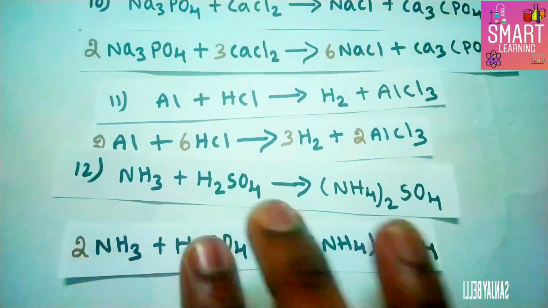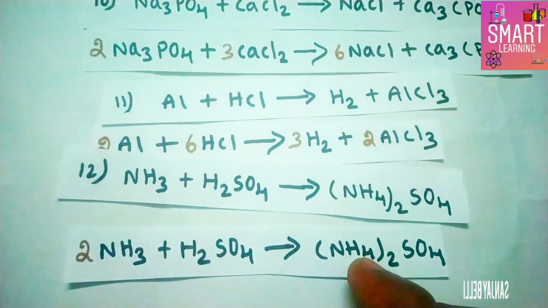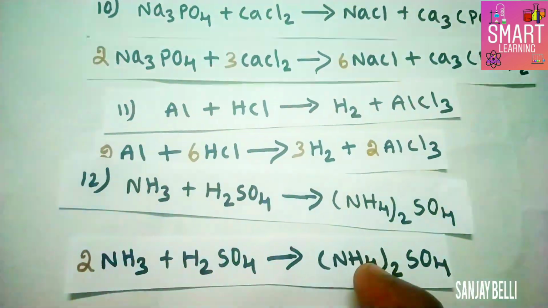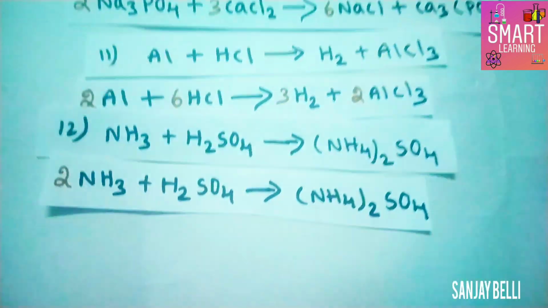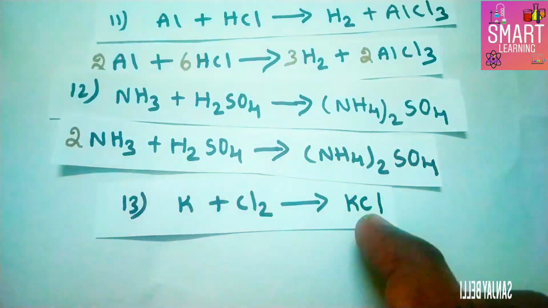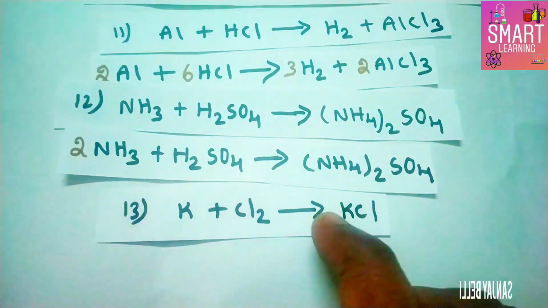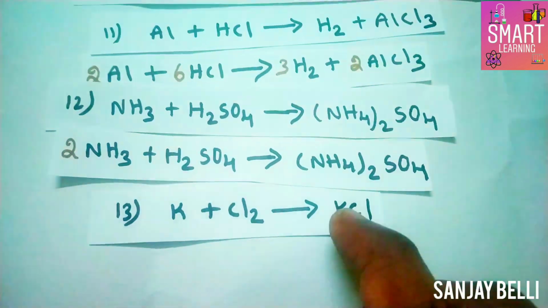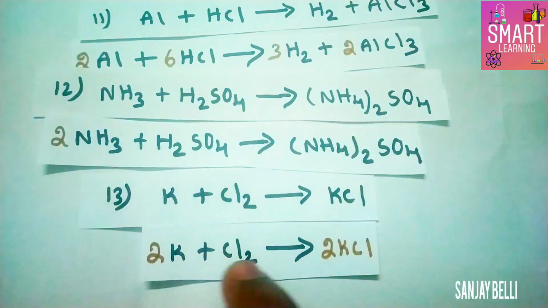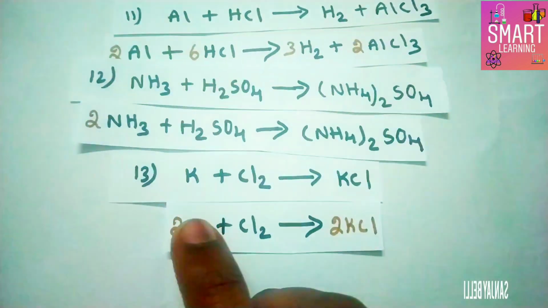Here you can see (NH4)2 it was there, so I kept here 2 nitrogens, 2 4s are 8 hydrogens, 2 3s are 6, and here 2, 6 plus 2, 8 hydrogens, SO4. Next you can see the 13th question. K plus Cl2 gives rise to KCl. Here you can see 2 chlorine it was there, so here you are keeping 2. Once you keep here 2K, so here also you have to keep here 2. Okay, 2 chlorines, so I kept here 2, and 2K, here 2K, so this is your 13th question.